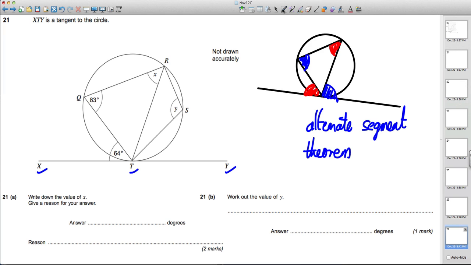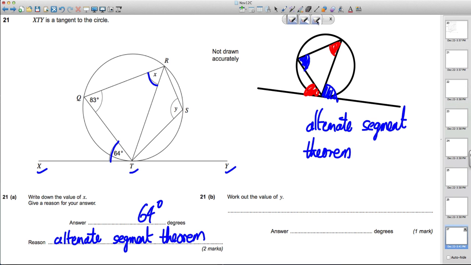Okay, so on that note, what is x equal to? Well, this angle here must be equal to that angle there. So therefore it's 64 degrees, and you just state alternate segment theorem. Okay, right, I'm going to rub this out here.